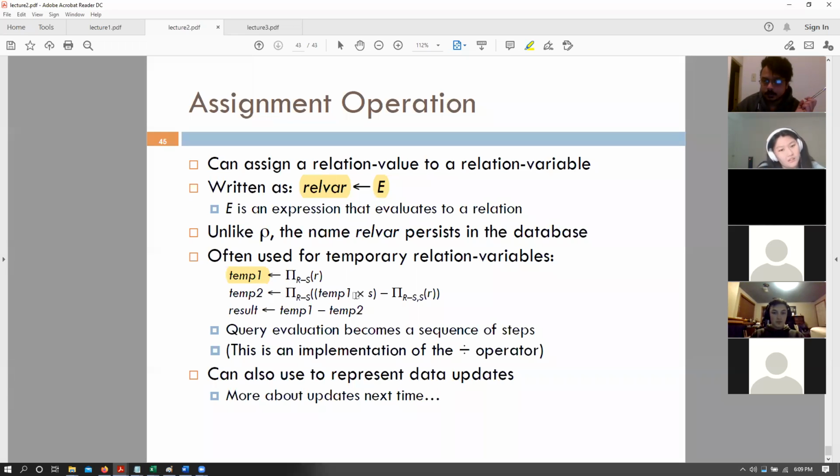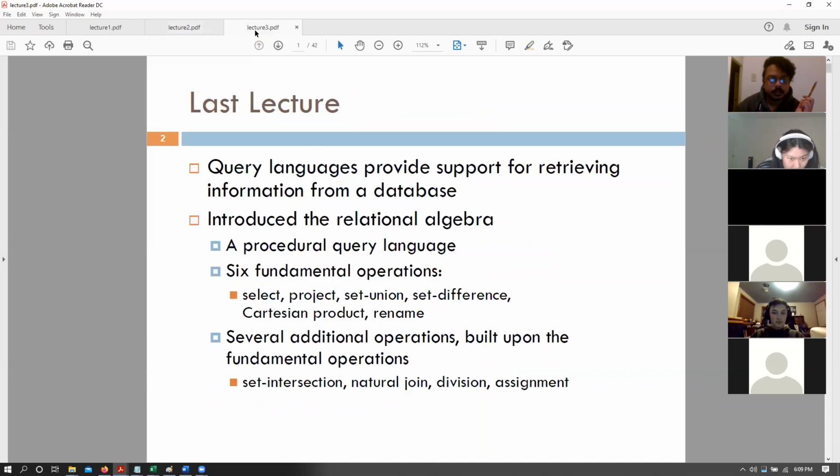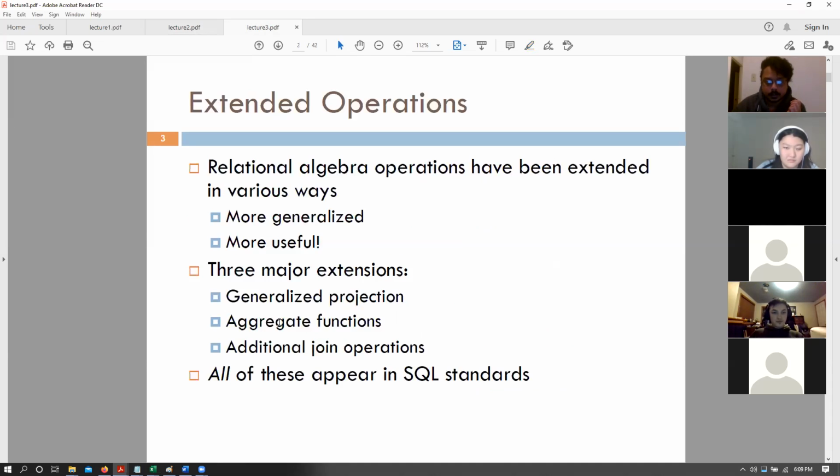Yes. So I guess that's that about the assignment operation, and you guys can go through that as well. Let's start with relational algebra continued, so to speak. So we looked at select, project, set union, set difference, Cartesian product, and rename. We also looked at some additional operations that we could build on top of your fundamental operations, such as set intersection, natural join, division, and assignment, right? Well, assignment is not basically a fundamental operation, but we should have been, but anyway.